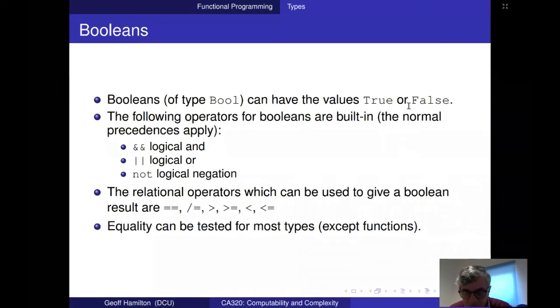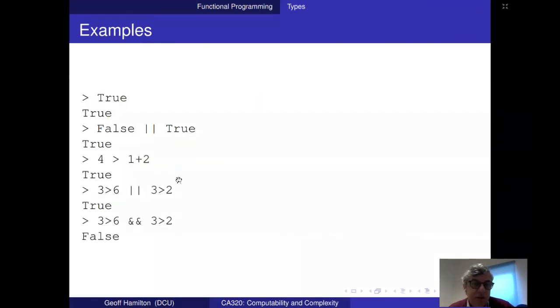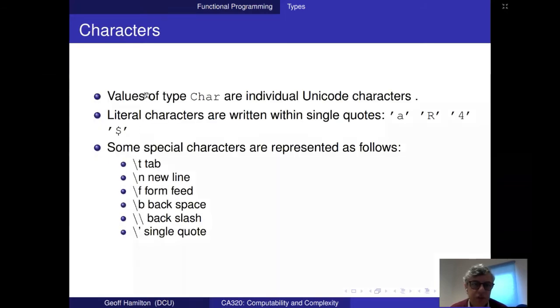Actually, for booleans we have True and False, and some operators for logical and, logical or, and not for logical negation. We can use these operators very similar to other languages. True and True is True, False and True is False, or sorry, you're familiar with these things. I don't need to go through all of them.